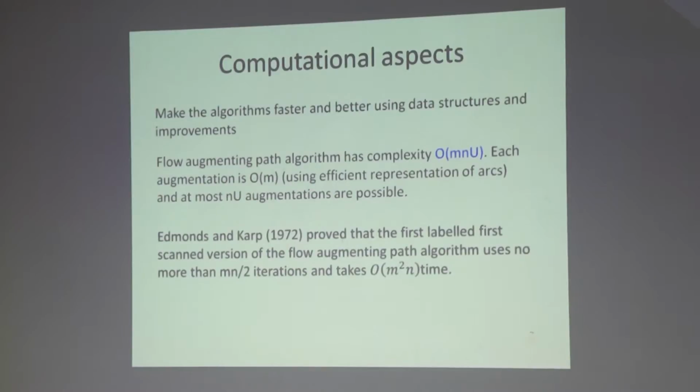Not only the algorithm, but the version that I wrote, that algorithmic text that I wrote, is the first labeled, first scanned algorithm. That gives you m square n. Generally in a network, n is the number of arcs and m is the number of nodes. So you will have m square n that comes in.